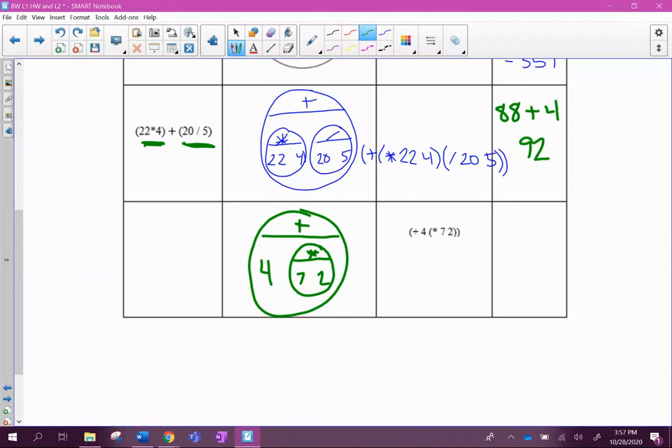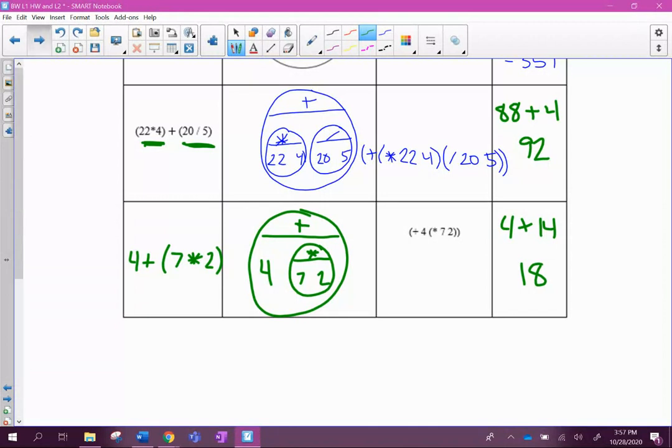In normal mathematics, what we would see normally, this is saying 4 plus whatever 7 times 2 is. So that's how we would normally see it in math. If we're evaluating this, we have to do the parentheses first. So 7 times 2 gives us 14. So this is 4 plus 14. So my answer is going to be 18.